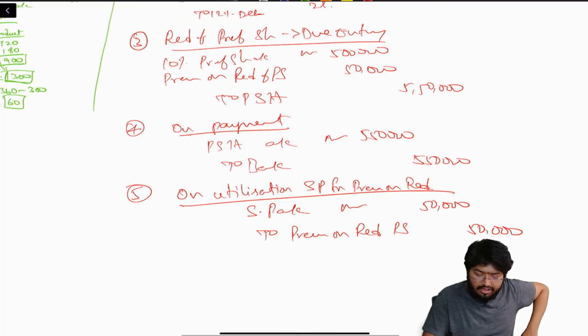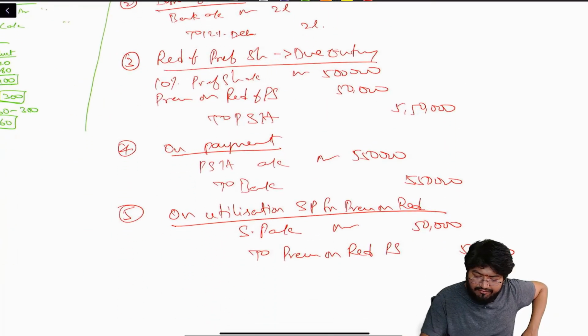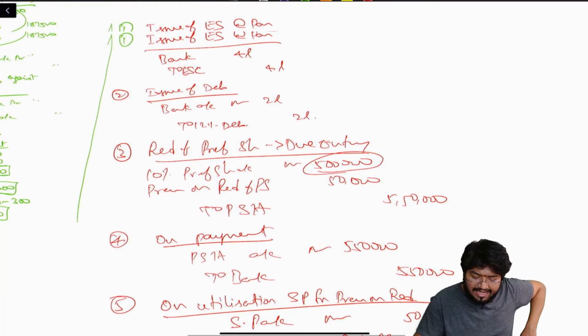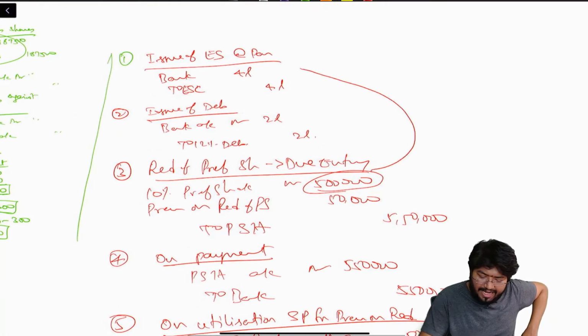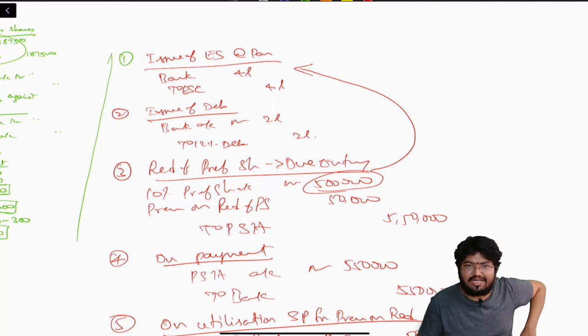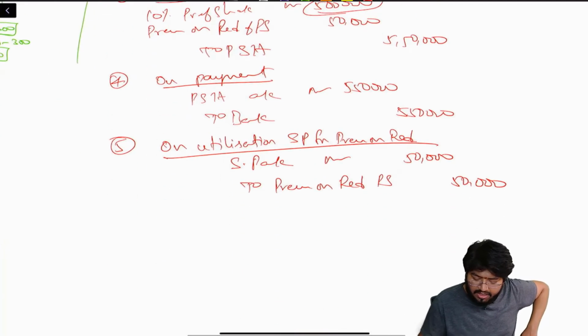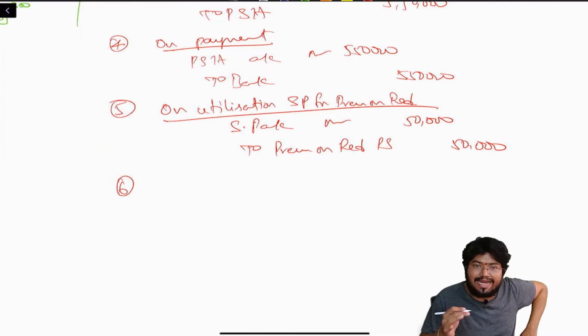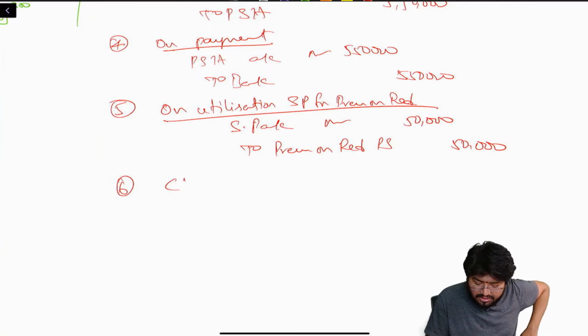Except you need 5 lakhs of face value. Out of this 5 lakhs of face value, you paid 4 lakhs by raising fresh shares. So for this 1 lakh rupees, you need to create CRR. CRR creation.